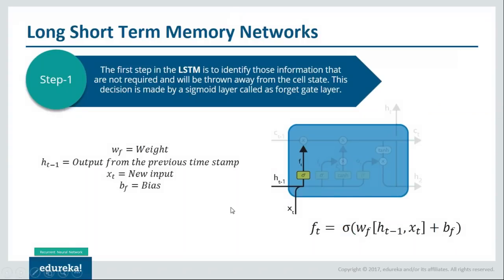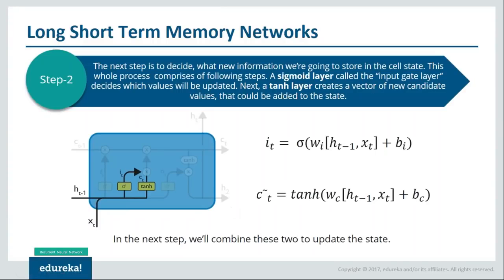Now let us see what happens in the next step. The next step is to decide what information we are going to store. In the previous step, we decided what information we are going to keep, but here we are going to decide what new information we are going to store in the cell state. Now this has two parts. First, a sigmoid layer, which is also known as the input gate layer, decides which values we'll update. Then there's also a tanh layer that creates a vector of candidate values, C bar t, that will be added to the state later on.